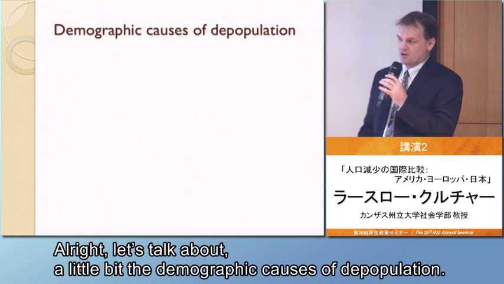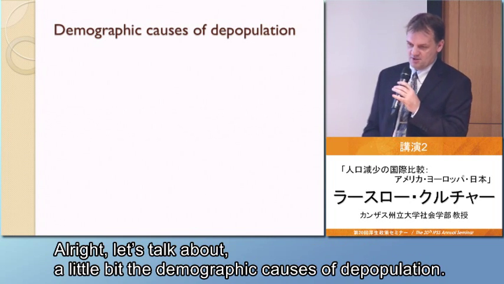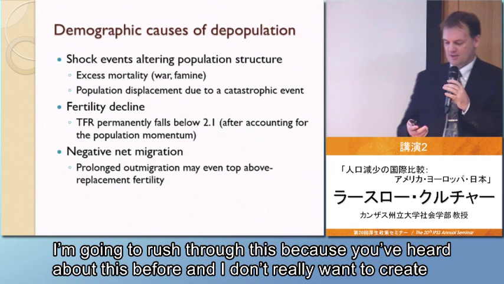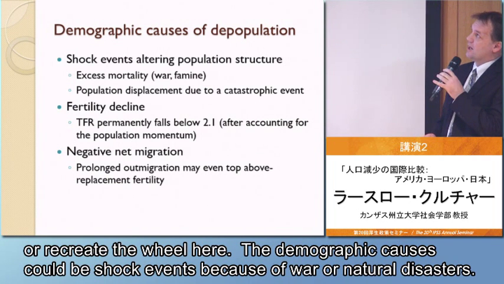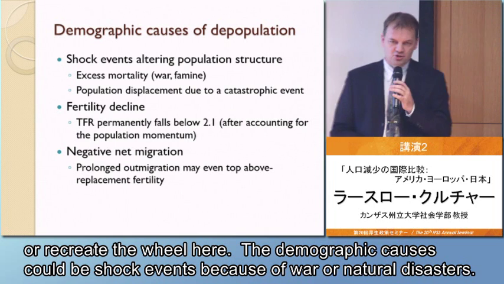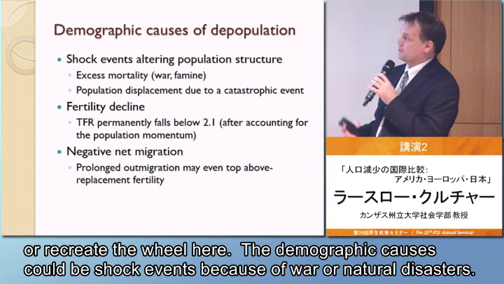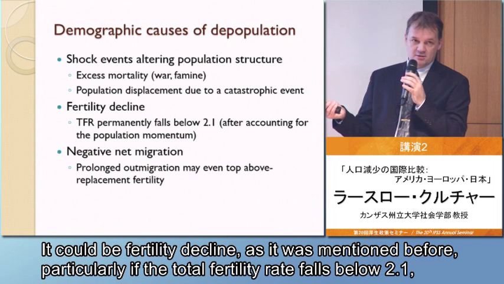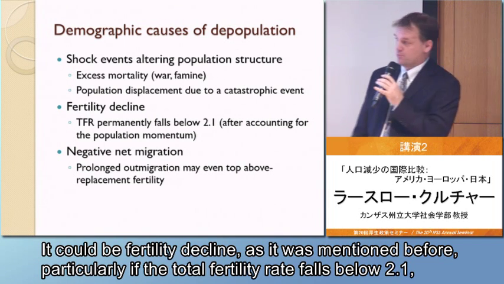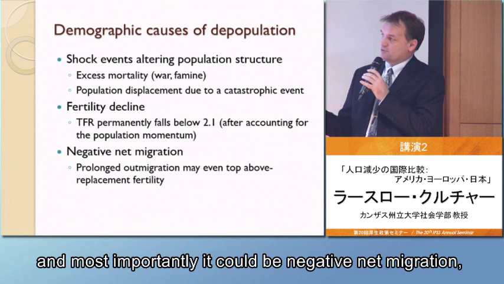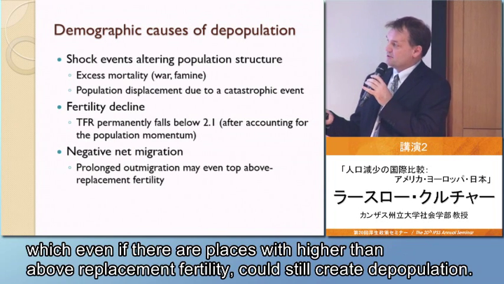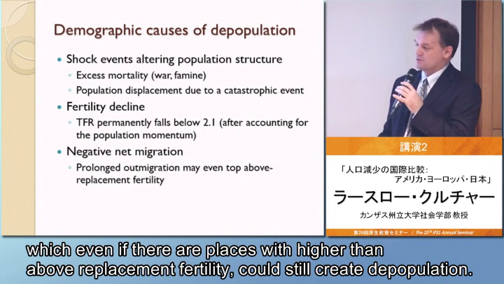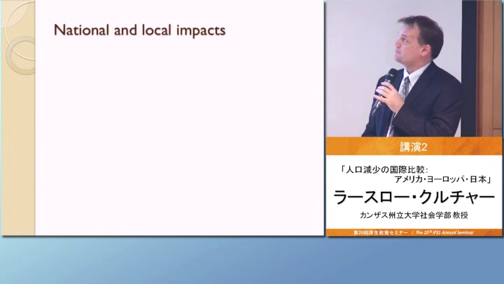All right, so let's talk a little bit about the demographic causes of depopulation. I'm going to rush through this because you've heard about this before, and I don't want to reinvent the wheel here. The demographic causes could be shock events because of war or natural disasters. It could be fertility decline, as was mentioned before, particularly if the total fertility rate falls below 2.1. And most importantly, it could be negative net migration, which, even in places with above-replacement fertility, could still create depopulation.